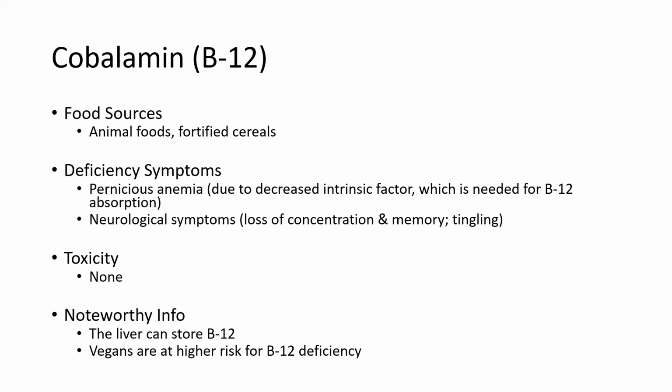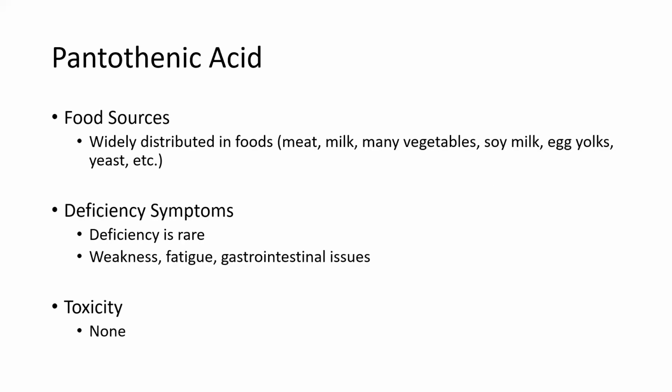What is vitamin B12? Well, that's cobalamin, and you might find it in animal foods and some of the fortified cereals we've been talking about. If you've got a deficiency, it can cause pernicious anemia and neurological issues. And often it's vegans that are at a higher risk for vitamin B12 deficiency since it's primarily found in animal products. There is no known toxicity, and the liver can actually store B12 for long periods.